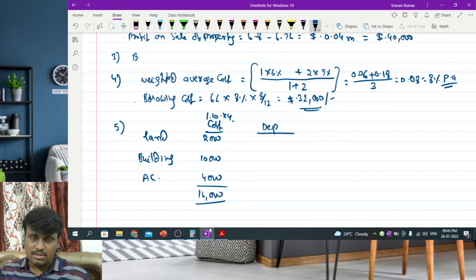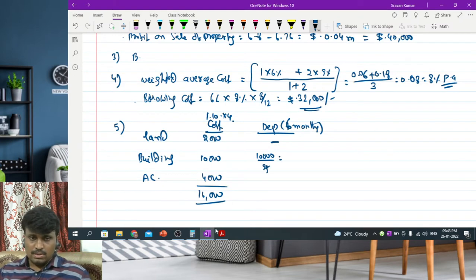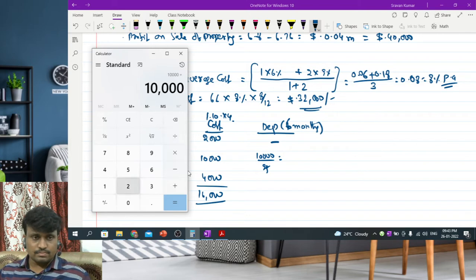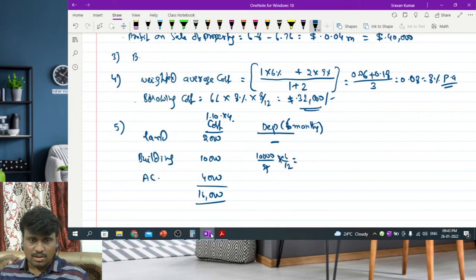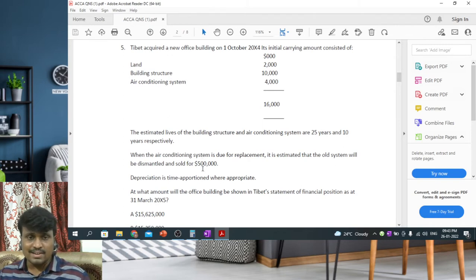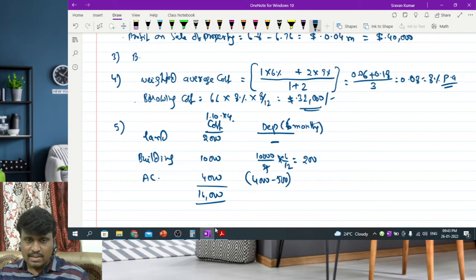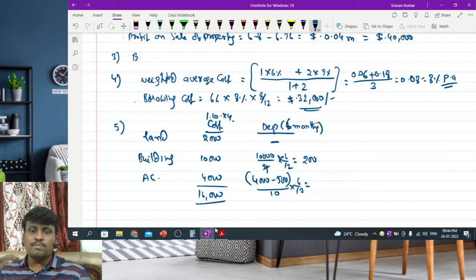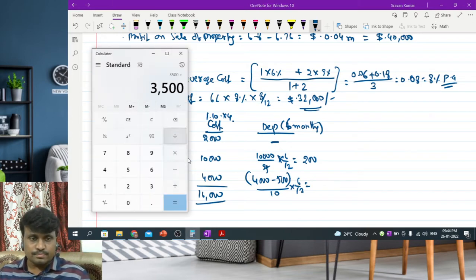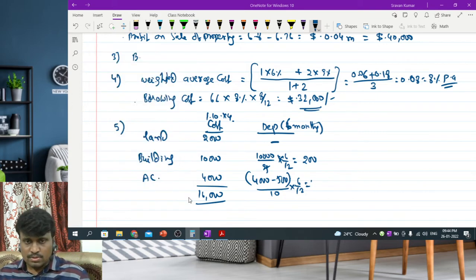Then coming to the depreciation, for how many months? October, November, December, January, February, March, so 6 months. In case of land, there is no depreciation. Coming to the building, 10,000 by the useful life of 25 years is 400, into 6 by 12, for 6 months, equals 200. For the AC, there is a scrap value. So 4,000 minus 500 is 3,500, by 10 years, into 6 by 12, so 175.